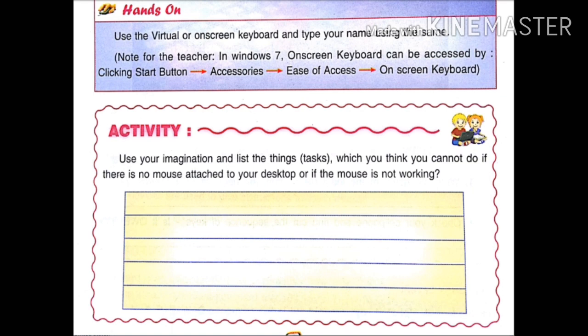Now one more activity is given here. Use your imagination and list the things which you think you cannot do if there is no mouse attached to your desktop or if the mouse is not working. Now children, this activity you have to complete by yourself. I can give one example. Just imagine that you are working in Paintbrush, and if your mouse is not working, it is very difficult to draw. So like this you have to think about some more tasks and you have to write here.